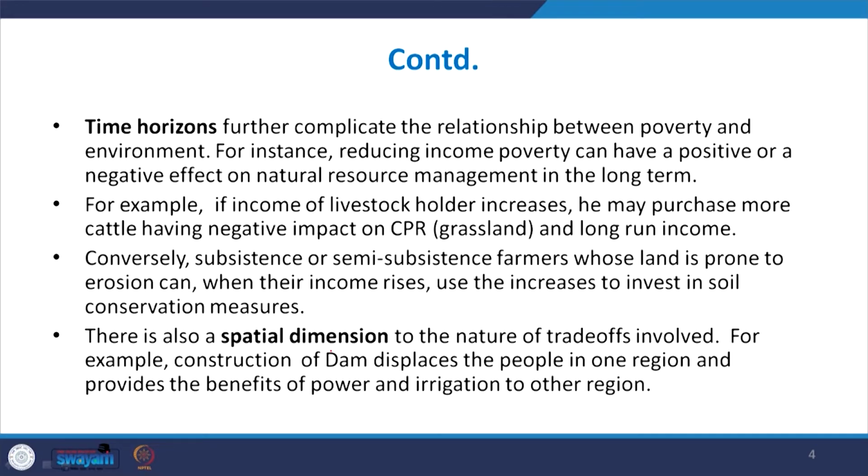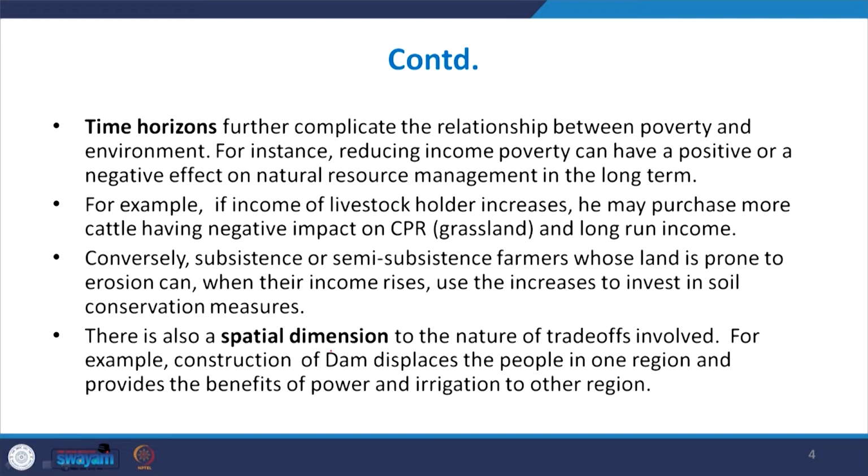Conversely, subsistence or semi subsistence farmers whose land is prone to erosion can, when their income rises, use the increase to invest in soil conservation measures. So, I can tell you that if income poverty reduces, those households whose income poverty is reduced may make more investment in activities which may degrade the environment, given the example of cattle holders.